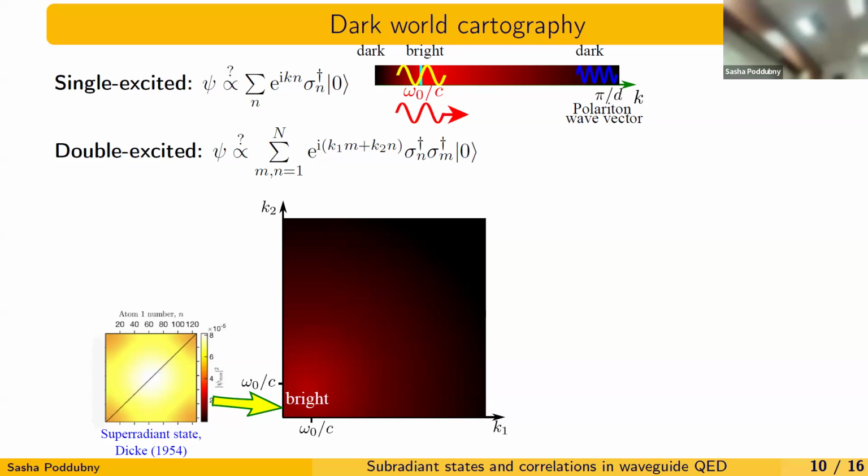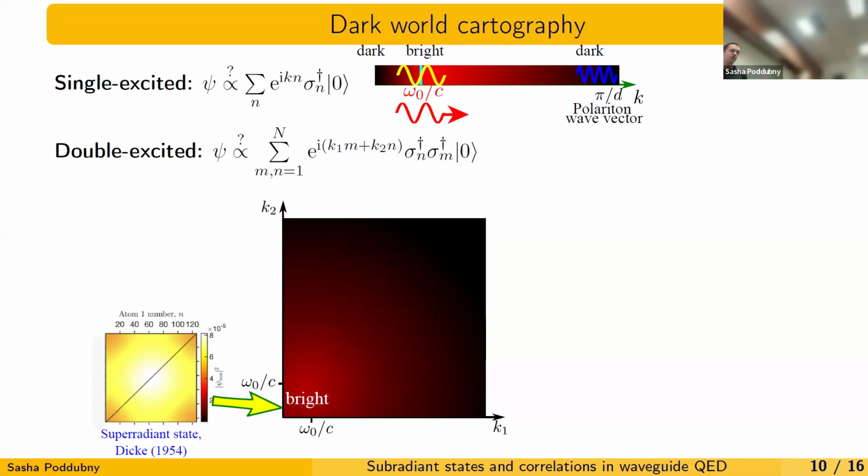This is psi mn squared. This is the square value. This is the joint probability to have one excitation on this atom and one on that atom. So it's a two-particle correlation function. And it's pretty homogeneous in space. This is the decay state. Everything is homogeneous in space, nothing interesting. This is your decay state, phase matched with light, everything else is dark.